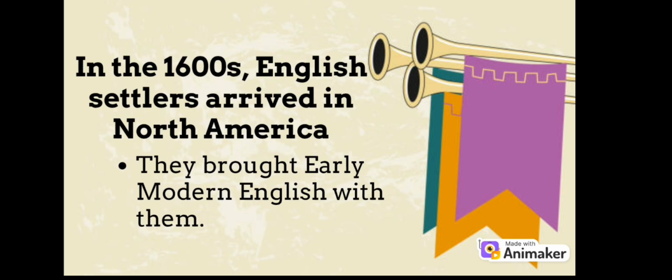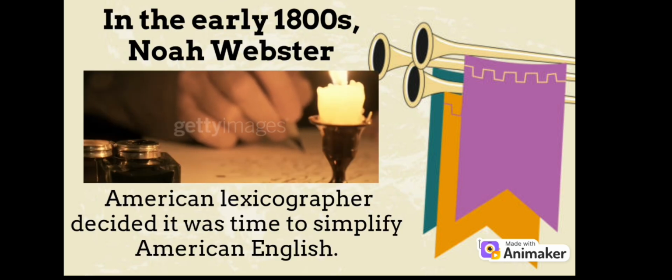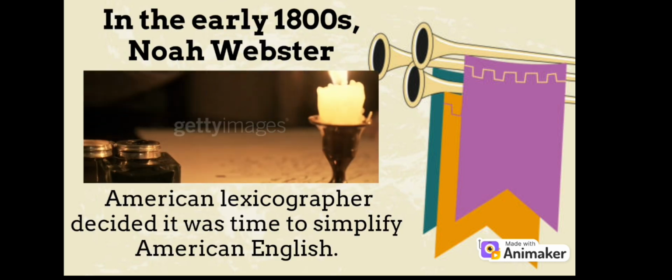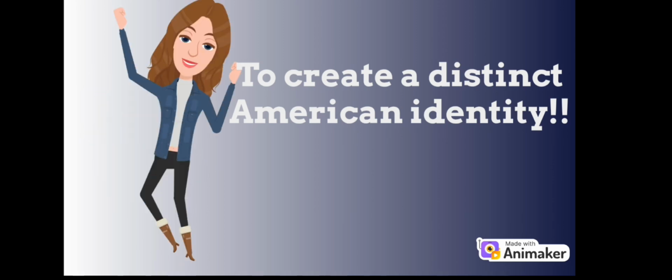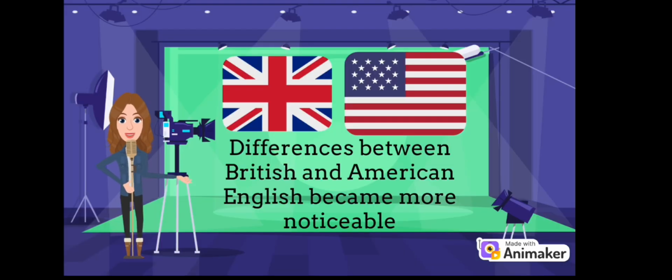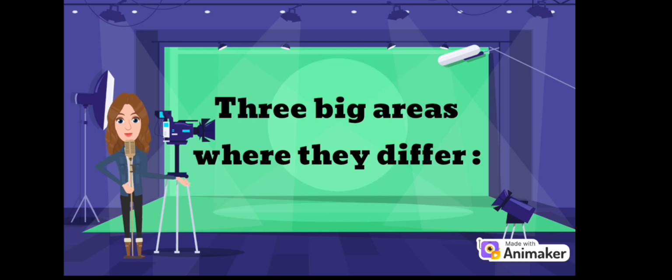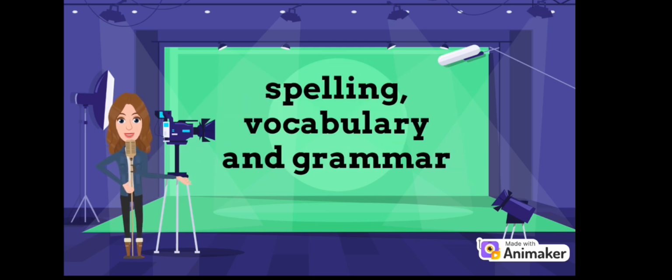In the early 1800s, Noah Webster, an American lexicographer, decided it was time to simplify American English. Why? To create a distinct American identity. Over time, differences between British and American English became more noticeable. Let's talk about three big areas where they differ: spelling, vocabulary, and grammar.